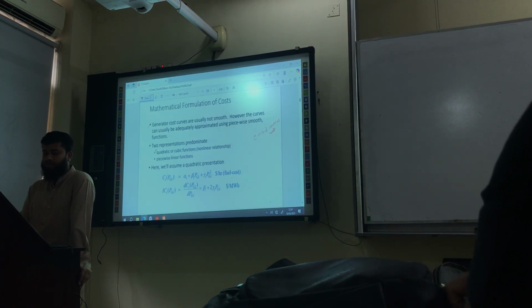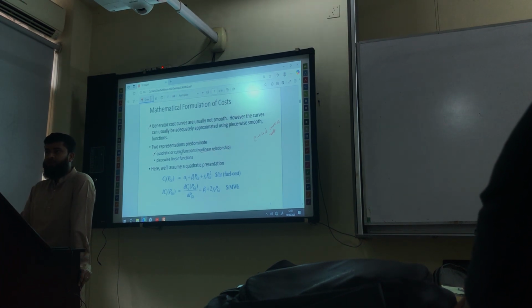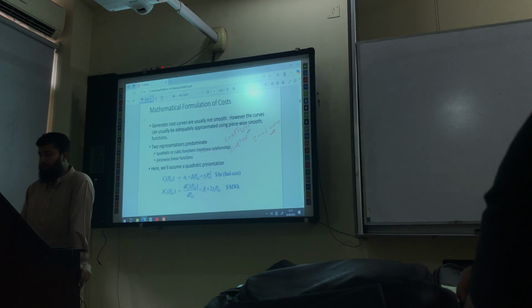The first type is that some literatures formulated the cost curves using quadratic or cubic functions. Obviously this type of relationship is non-linear, so it can be quadratic or cubic. What does quadratic mean? The cost curve C will be simply a P squared plus b P plus c, where P means the generated power. Obviously, the cost curve is a function of generated power. That is the quadratic function. And the cubic function will be a P cubed plus b P squared plus c P plus d. So this is the first type.